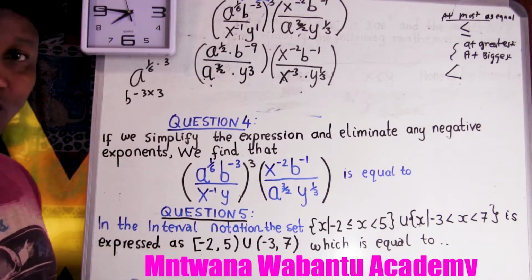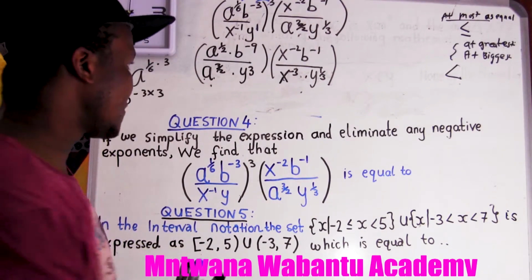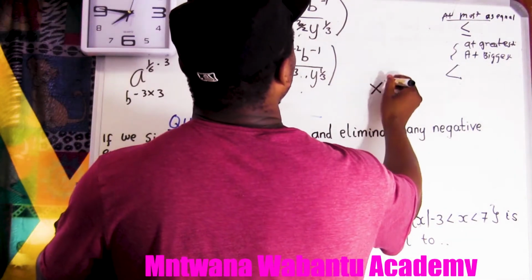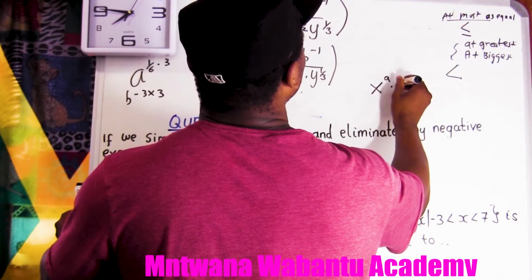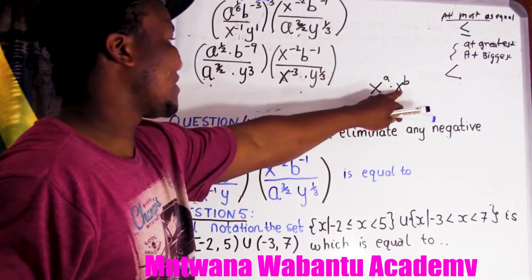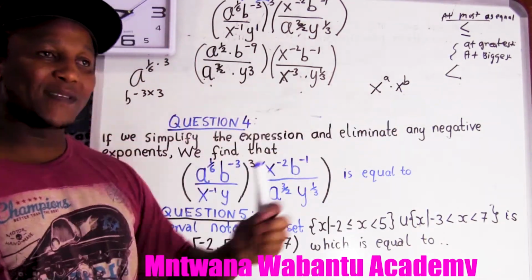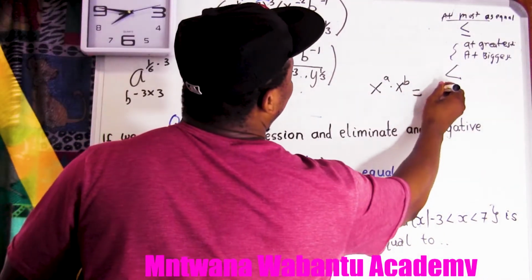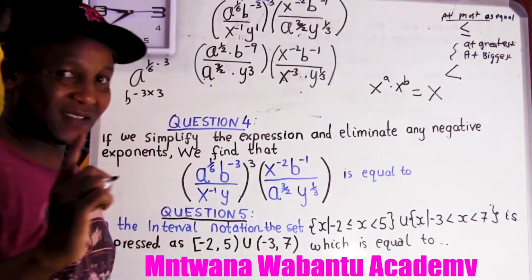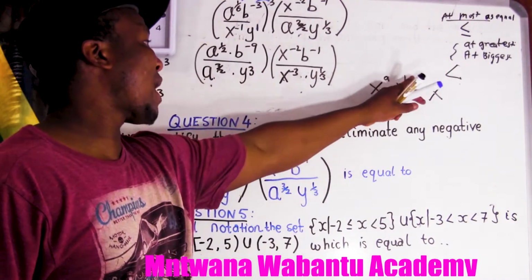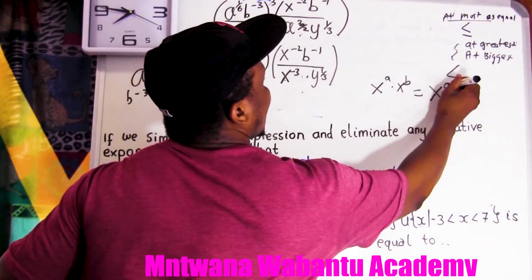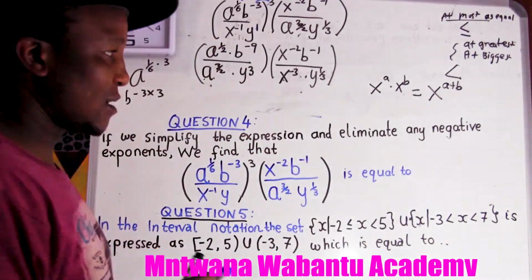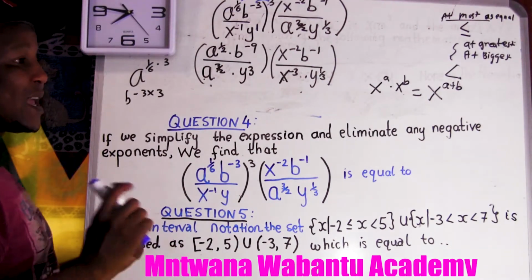We have a rule in exponential which says if I have, let's say, x power a times x power b, these are bases. When the bases are the same, only when the bases are the same, you only write one base, and then add the powers. So this will become x power a plus b. That's the answer. Only if the bases are the same.